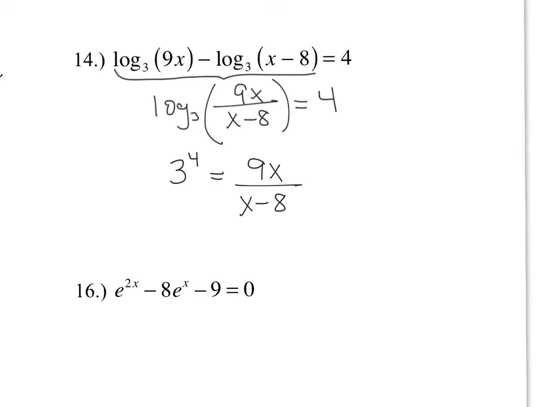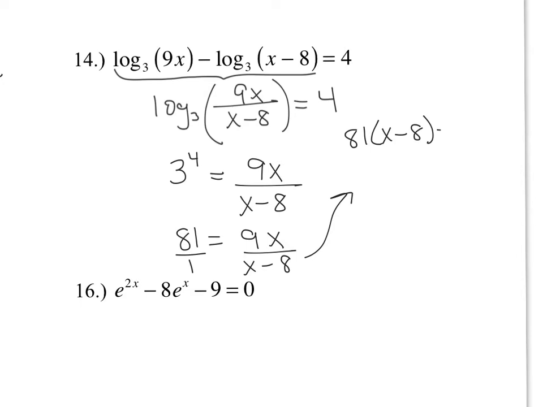3 to the 4th, let me evaluate that first, is 81. Remember that's 81 over 1. Cross multiply, so you'll have 81 times x minus 8. And then 1 times 9 is 9x. Distribute the 81. 81x minus 648 is equal to 9x.